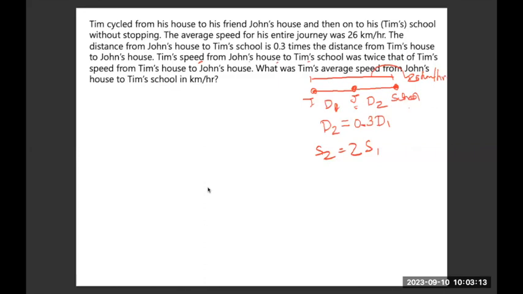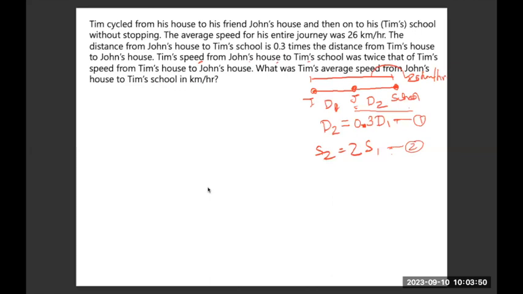Now, in this case, we have to find the average speed from John's house to Tim's school, which is this one, D2. If you look at these two equations, 1 and 2, in order to avoid any ratios, preferably we will convert everything in the favor of D1 or S1, okay? Because you want to avoid fractions here. Henceforth, we will convert everything into D1 or S1.